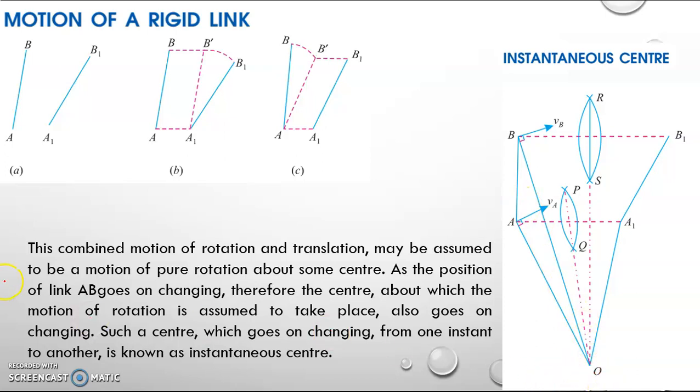So this combined motion of rotation and translation may be assumed to be a motion of pure rotation about the same center. As the position of link AB goes on changing, the center about which the rotation is assumed to take place also goes on changing. Such a center, which goes on changing from one instant to another, is called the instantaneous center. So we can locate the instantaneous center of an object at some instant. After some instant, the instantaneous center will change.